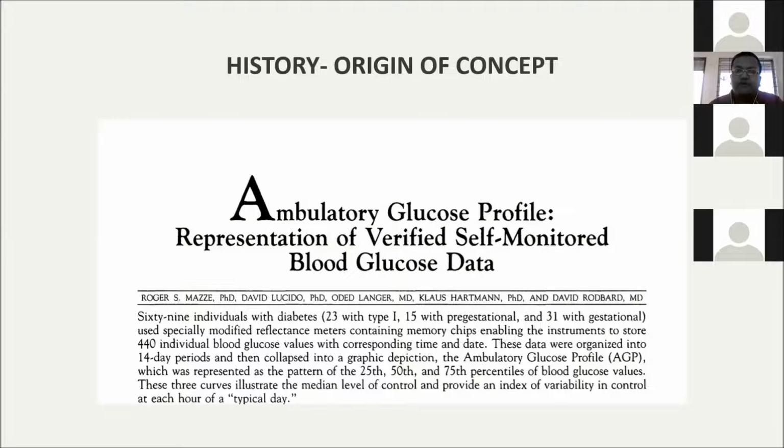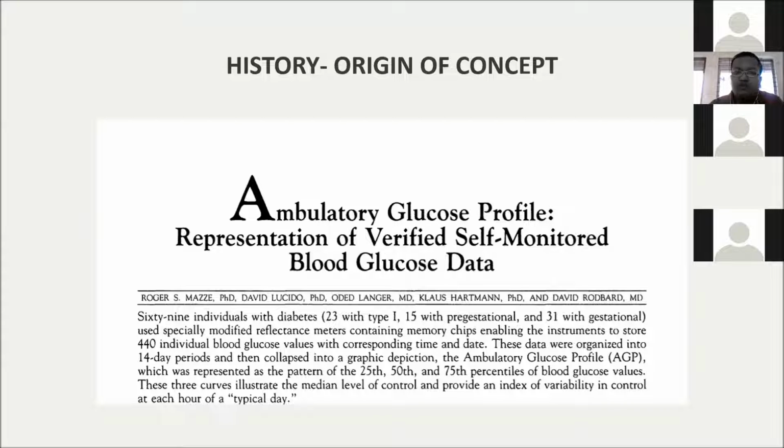How did the story start for ambulatory glucose profile? The first paper was in 1987 by Roger S. Mazze, where he did SMBG, or self-monitoring of blood glucose, the finger prick method, which we usually advise to our patients, the 5 or 6 or 7 readings or the 3 readings. And with that data collected over several days, he formed, or his team formed, a 14-day visual record in a graphical manner. This was the first instance of the concept of ambulatory glucose profile.